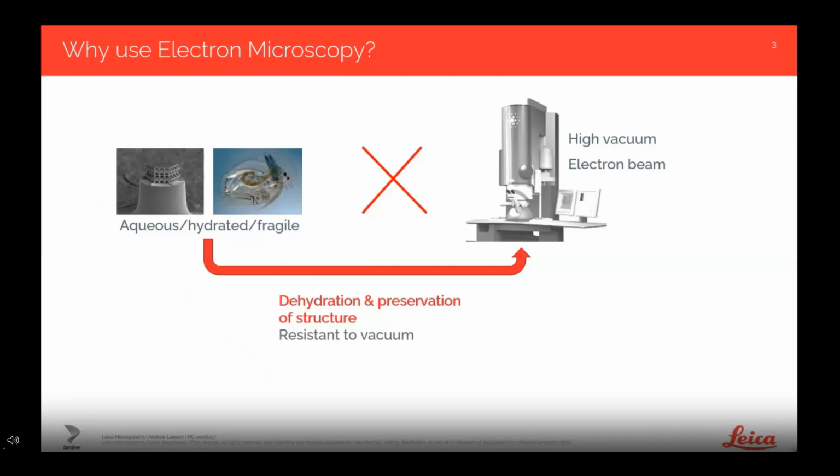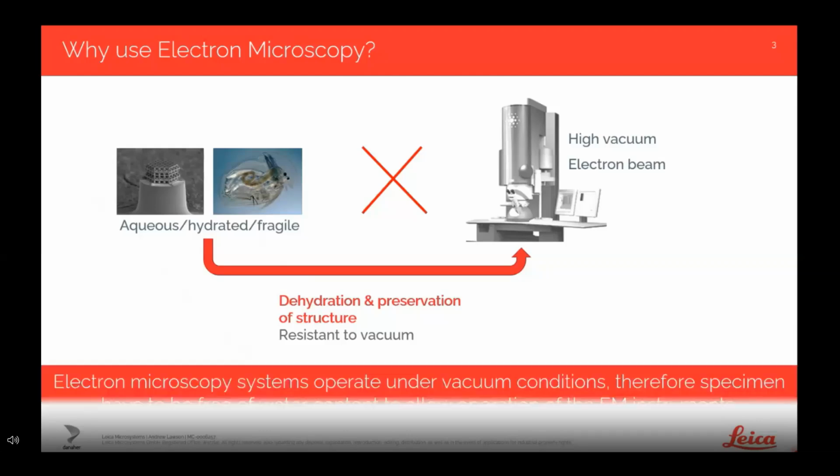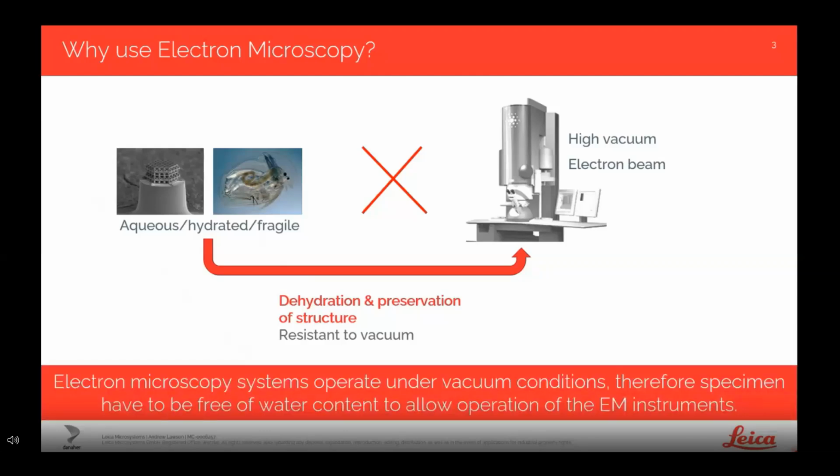So typically, and it's especially common for life science applications, if we're going to do SEM imaging on our sample, we need to preserve the structure and dehydrate the sample to make it more resistant to that high vacuum environment. So typically, for most applications, our sample needs to be free of water or other liquids prior to being loaded into that EM chamber.